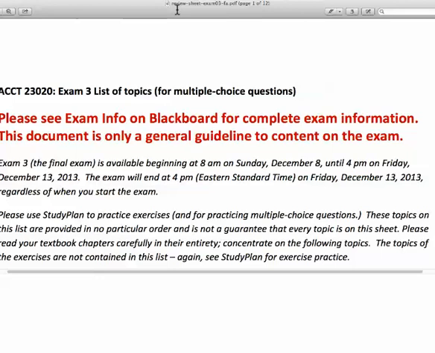Again, just like every other exam, the best way to prepare for it is using study plan to practice the exercises, practice those multiple choice. Several of the multiple choice questions in study plan do end up on your exam. So it is good to do both the multiple choice and the exercises. The exercises on your exam are in study plan. The exercises are not in this review sheet. They are in study plan. That's the best way to learn those.